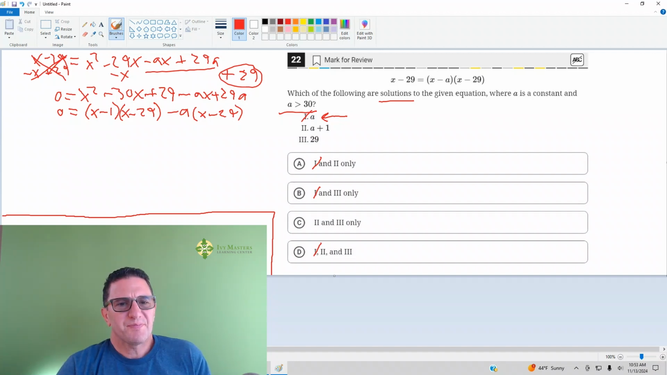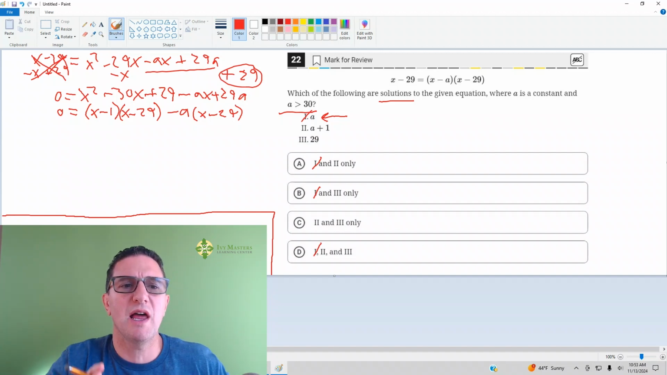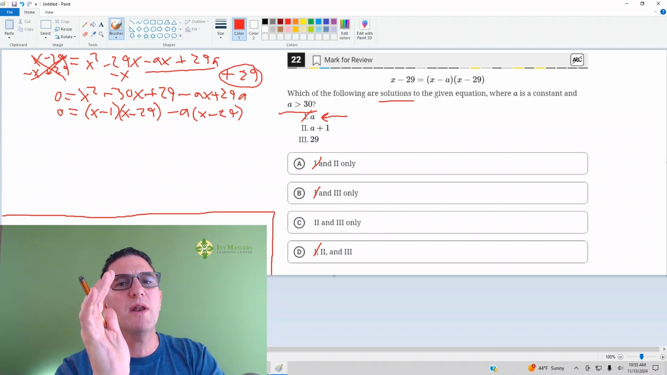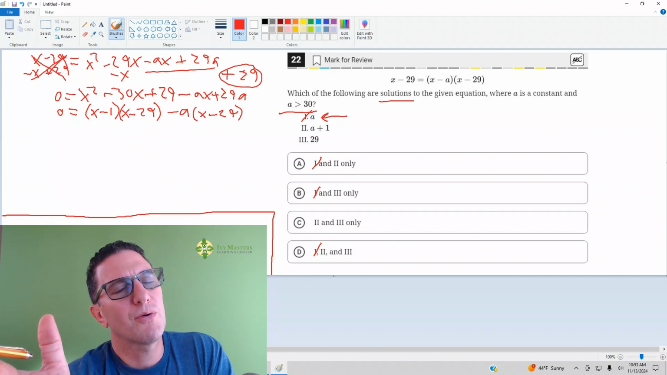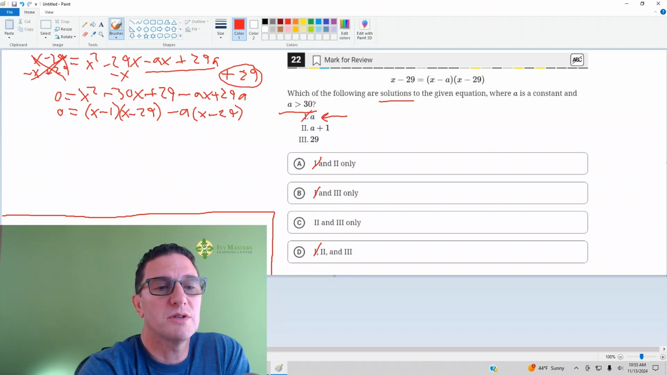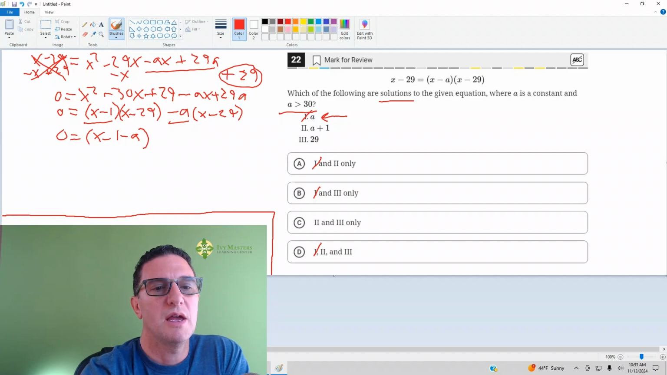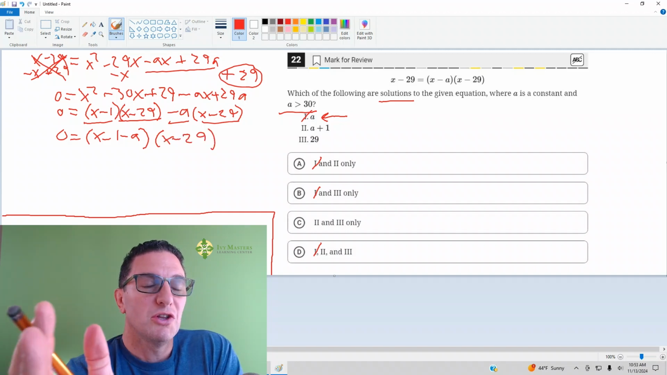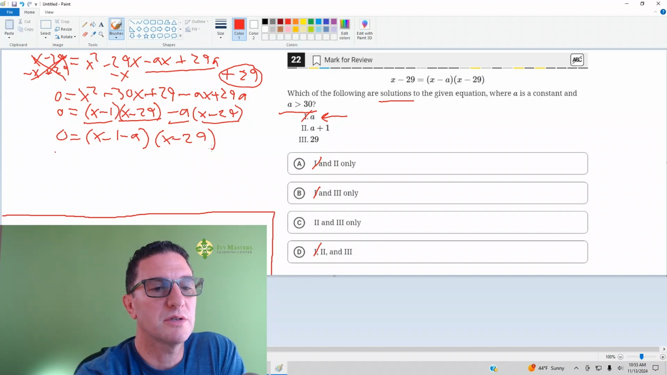Now notice that the x minus 29 is both on the left side and the right side. So now what I'm going to do, and this is something you've probably done before, it's a little complicated, but it's factored by grouping. So in other words, I could write this once, so 0 equals x minus 1 minus a, and then I could write this once. I could write x minus 29. So now, to finish it, I got to set each of those parentheses equal to 0. So x minus 1 minus a equals 0, and x minus 29 equals 0.